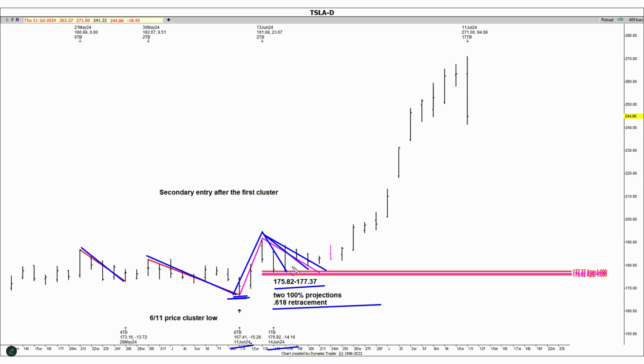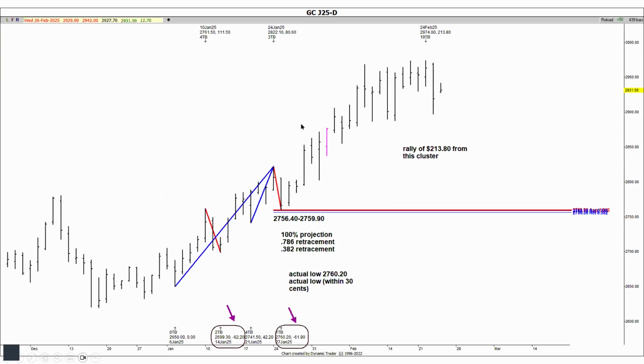And again, a very, very healthy rally. At that point, your risk would have been defined underneath here instead of underneath here. So that's a secondary setup, and you can also go to the lower time frame charts to do that.